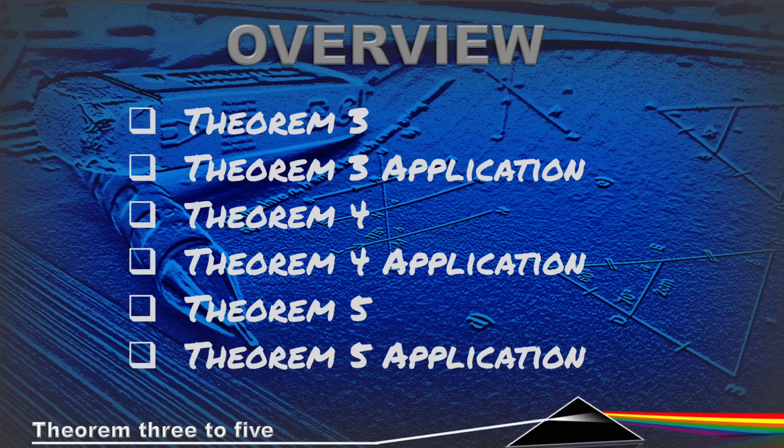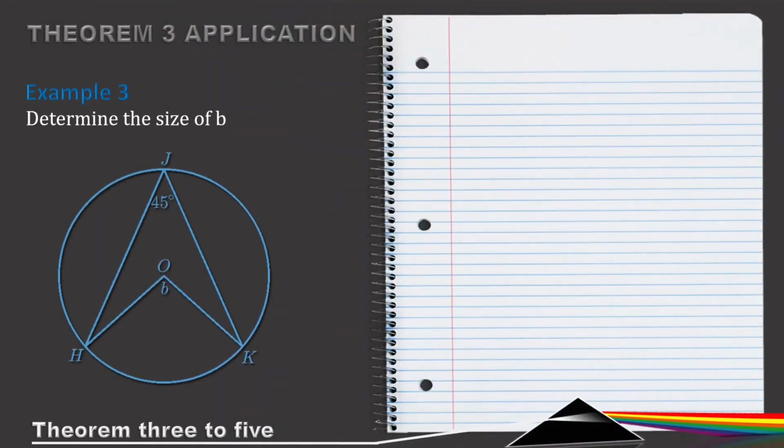Alright, so that was the first section where we have the theory for theorem 3. Let's look at some practice questions. Example 3, determine the size of B. This is pretty straightforward, quite easy, because we know that the angle at the center is twice the angle at the circumference. So B is equal to 90, if that is at the center. You just need to know your reasons off by heart: angle at center is 2 times angle at circumference.